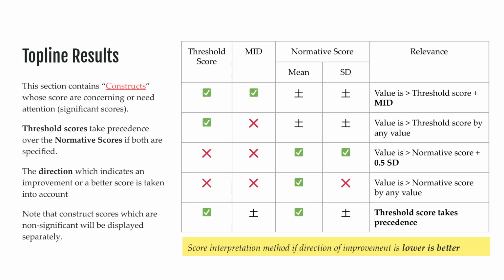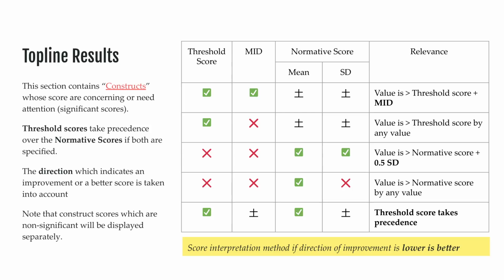Now, the next important section, and perhaps the most important part for the pro review page, is the top line results. Now, what do we mean by top line results? These have the constructs whose scores are concerning or need your attention and are significant. And how do we make this determination of significance is based upon the parameters of threshold scores and normative scores.